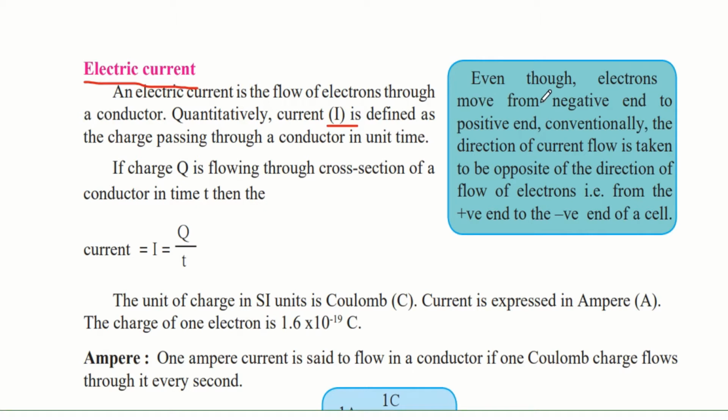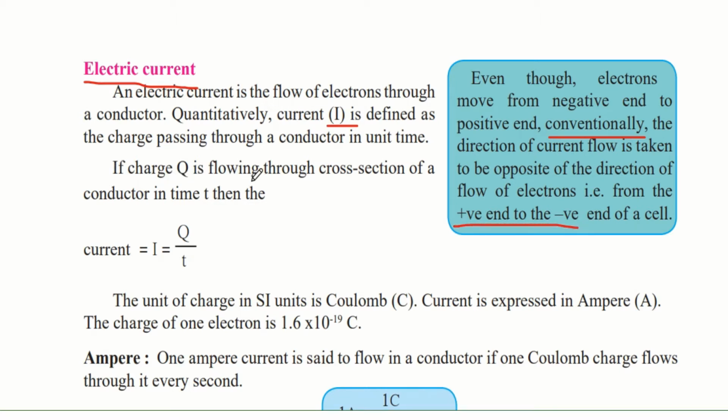Even though electrons move from the negative end to the positive end, conventionally the direction of current flow is taken to be opposite of the direction of flow of electrons. That is from the positive end to the negative end of a cell. So we know that electrons flow from negative end to positive end, but conventionally that is how scientists have denoted it, that they have considered the flow of current in the opposite direction as the flow of electrons, and we just have to know this point. Therefore the flow of current would be from the positive end to the negative end of the cell.